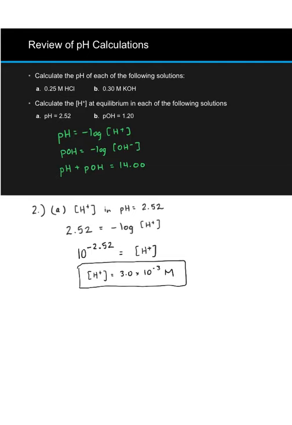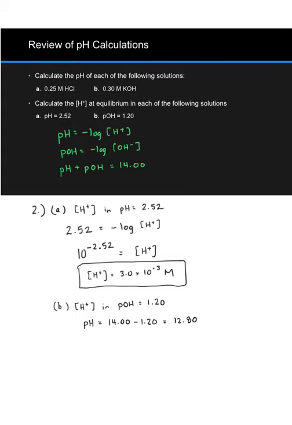In part B of this problem, we're asked about the H+ concentration in a solution whose pOH is equal to 1.20. In this case, the best that we can do is first determine a pH from this third equation, and then use the same approach that we took in part A. If we know that the pH plus the pOH is equal to 14, then the pH in this problem must be equal to 14 minus 1.20. The pH must be 12.8.